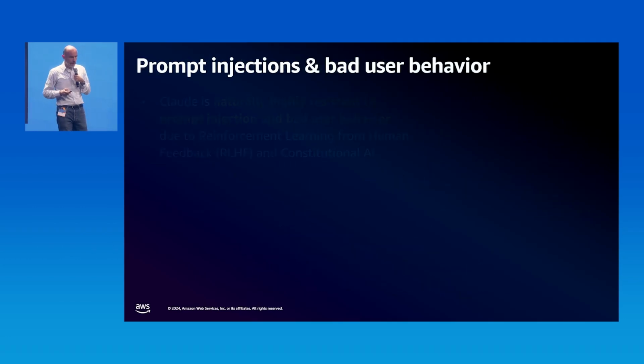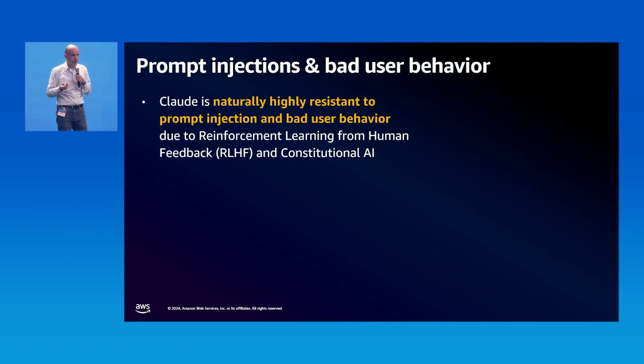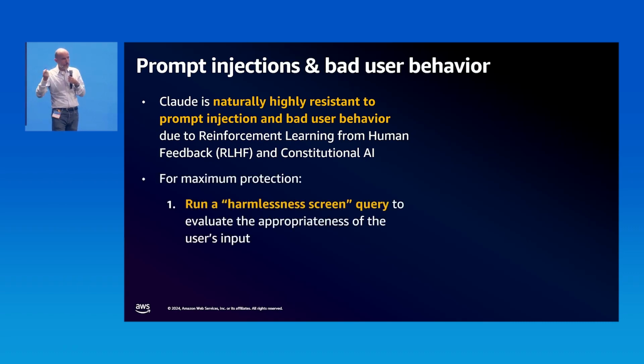Lastly, let's take a look at a different problem. What to do with malicious users who want to inject something into the prompt to get it to do something that you don't want to? What if you have some bad user behavior that you want to mitigate against? The good news is that Anthropic Claude is already very resistant to jailbreaks and other bad behavior, which is one reason why at Amazon we like to partner very much with Anthropic, because they focus a lot on responsible use of AI.